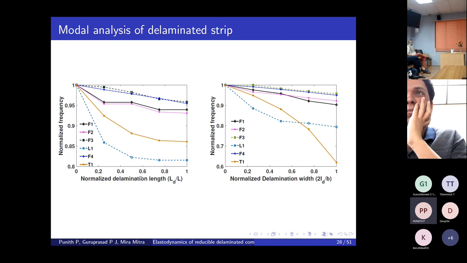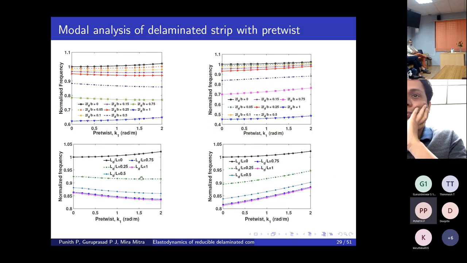And we can observe the natural frequencies decreasing at different rates depending on the mode that is considered. But usually we can observe the torsional and the spanwise modes are the ones which show a very rapid decrease in the natural frequency compared to the normal flexural modes. Again, once we have the pre-twisted beam, we can perform parametric studies for different pre-twist ratios as well as for different delamination dimensions.